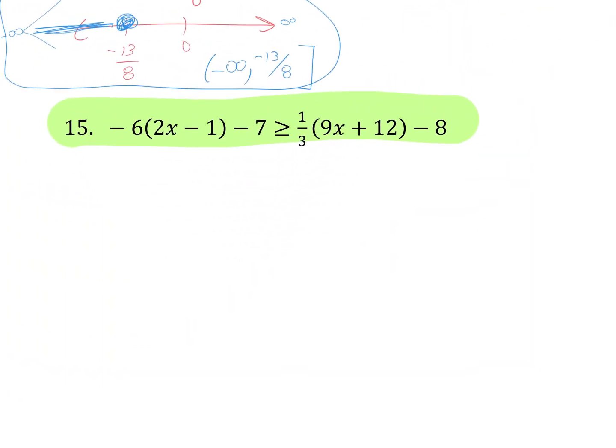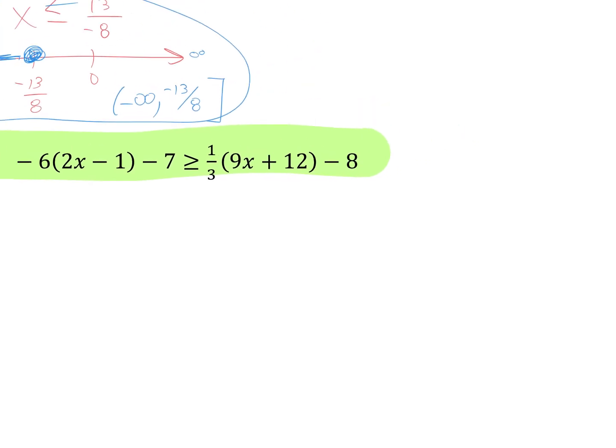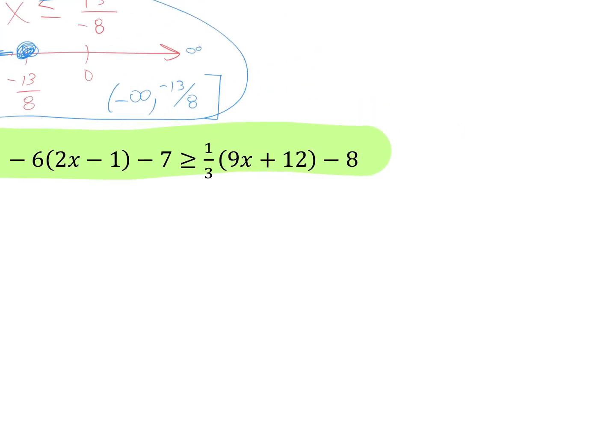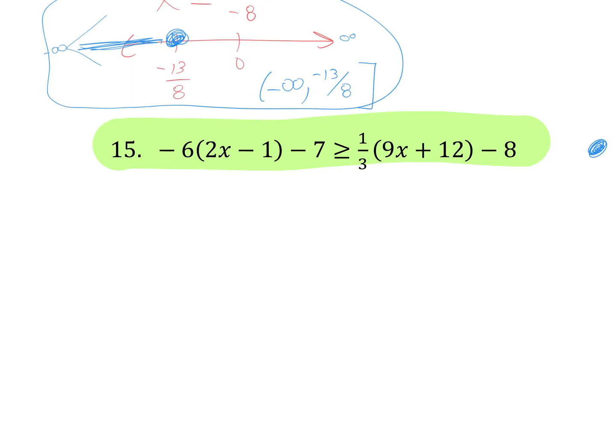All right, look at 15. This is still a linear inequality. There's a lot going on, but I know it's linear because nothing is higher than x to the first power. So look at your inequality sign. What kind of a dot are you going to have? Closed, and that means you're going to have a bracket. So now just treat this like you would any other equation. We're going to distribute the negative 6, so negative 12x.